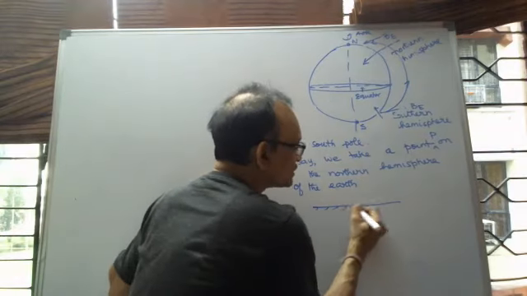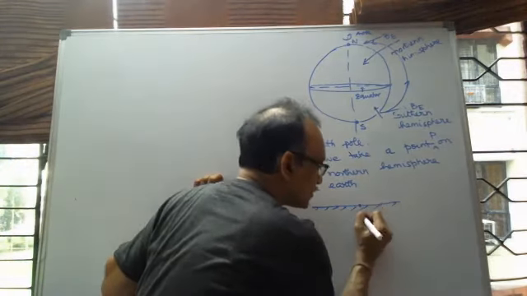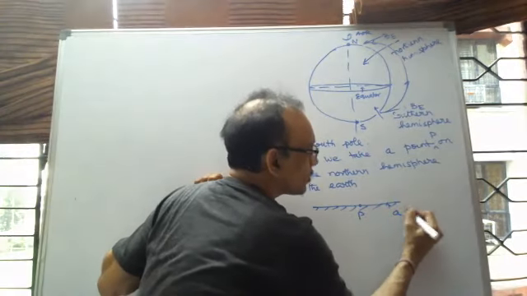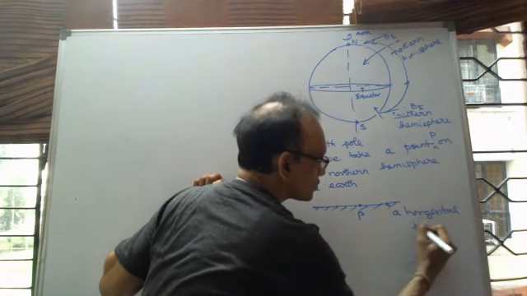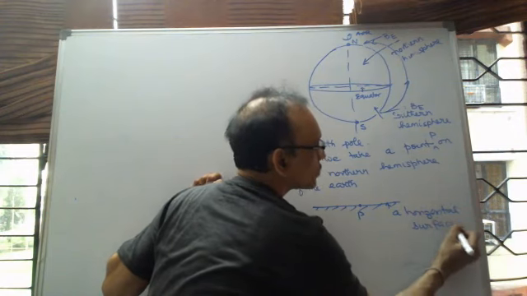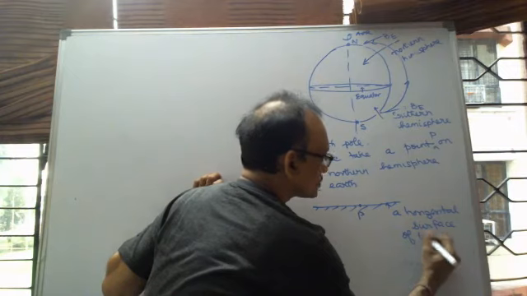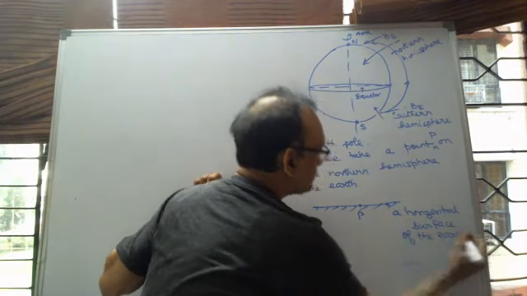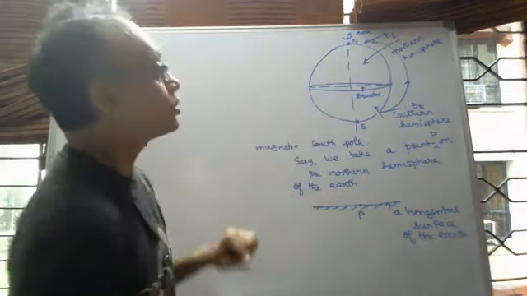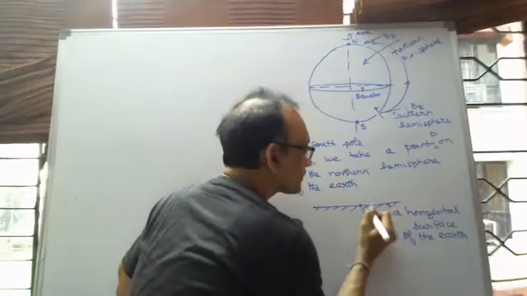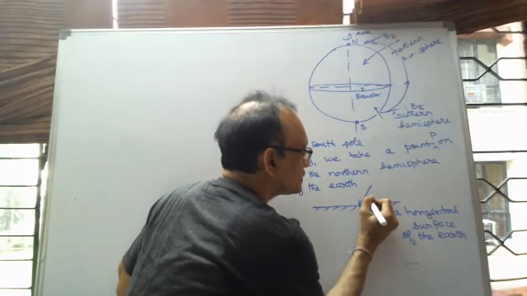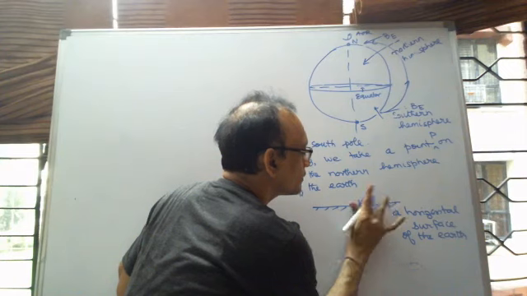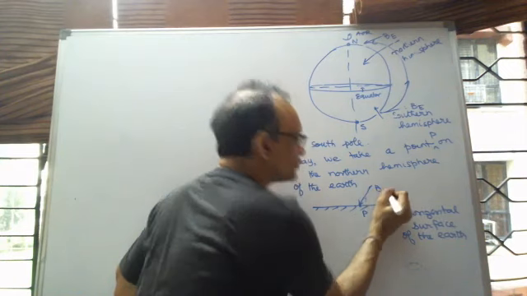This is the surface of the Earth, the horizontal surface of the Earth on the northern hemisphere, and P is a point on the northern hemisphere. In the northern hemisphere, the magnetic field will come inward. BE, the magnetic field, will be like this, of magnitude BE going inward.